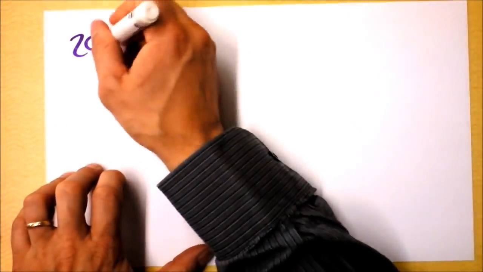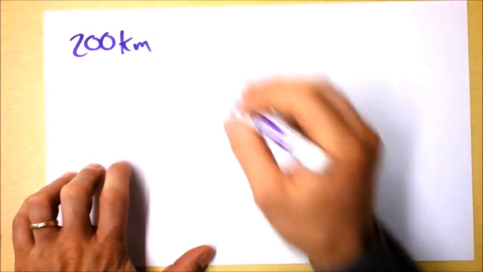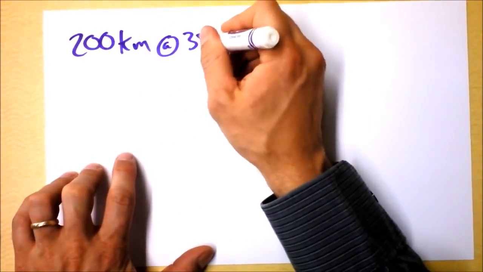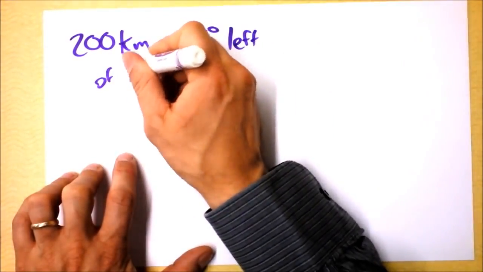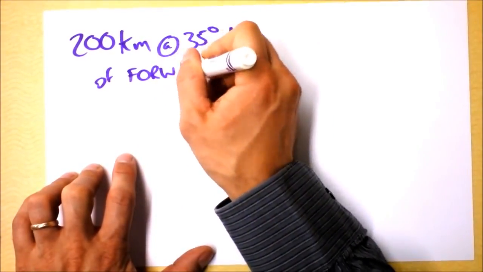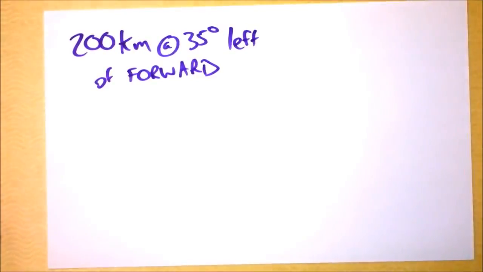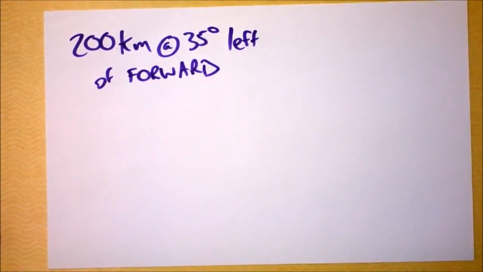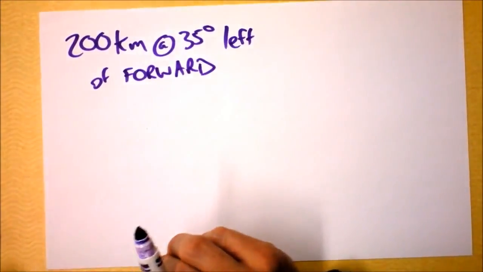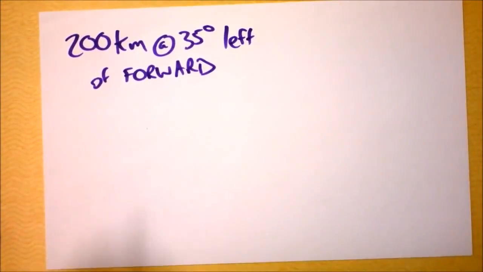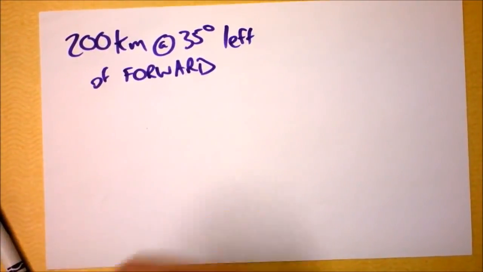It's like 200 kilometers at 35 degrees left of forward. Oh man, how confusing is that? Left is an arbitrary designation, and every time I turn, it turns with me. And wait a second, so is forward. That's actually pretty good news. If we have 2 arbitrary designations, we can work with them.